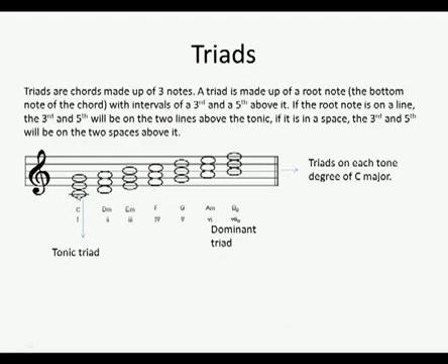Okay, so we can see that here. We've got your root note, which is a C, on the line. And then we've got our next 2 notes of the chord on the E and the G on the lines above it.